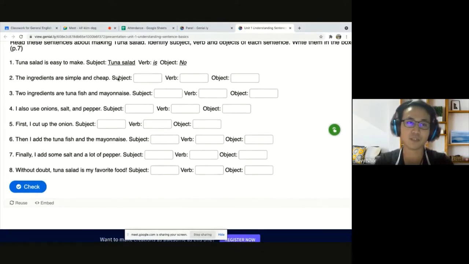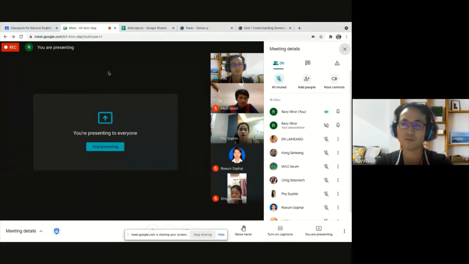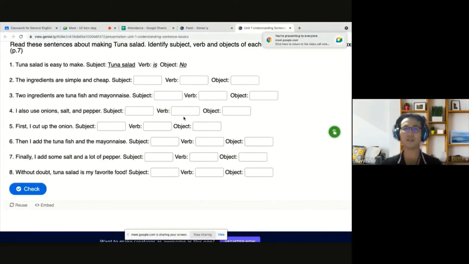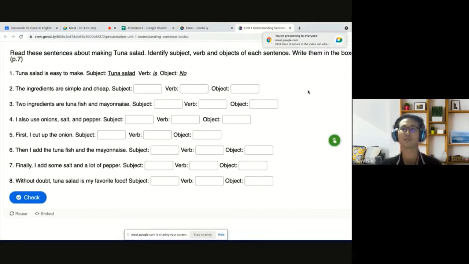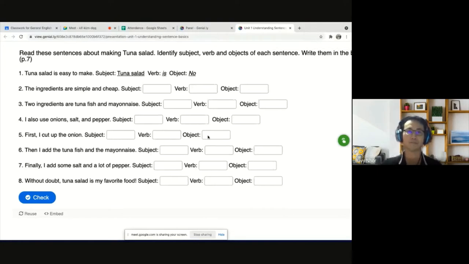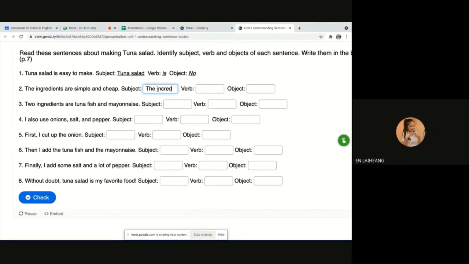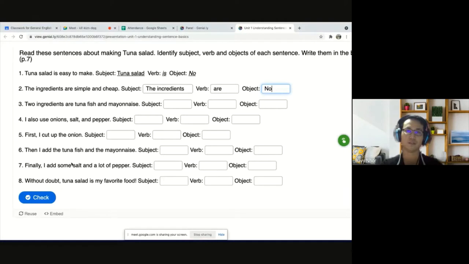Number two. Lai Hiến, can you read sentence number two and then identify the subject, the verb, and the objects? Yes, it's: the ingredients are simple and cheap. The subject is the ingredients, and the verb is are, and no object. No object. Okay. Let's check whether you got the correct answer or not.